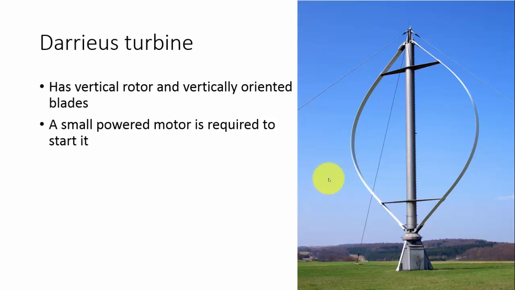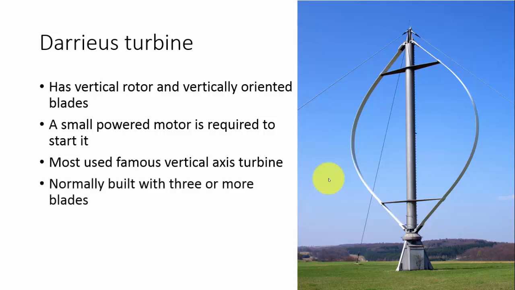That is necessary in this type of Darrieus turbine, and this is the most common type of turbine in the vertical axis category. This is normally built with 3 or more blades, but here we are seeing 2 blades in this picture. It can be categorized by C-shaped rotor blades. Here you can see the C-shaped blades.